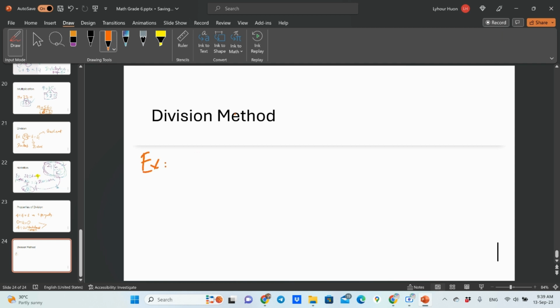For example, you have the exercise 4,908 divided by 6. What will the result be? In order to do that, I will use my standard method. We do it with this: 4,908 divided by 6.